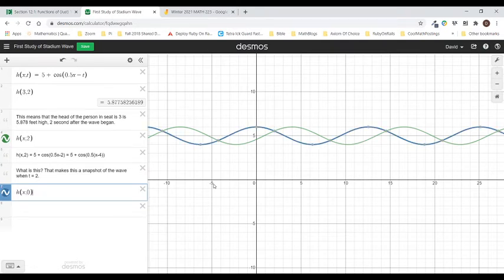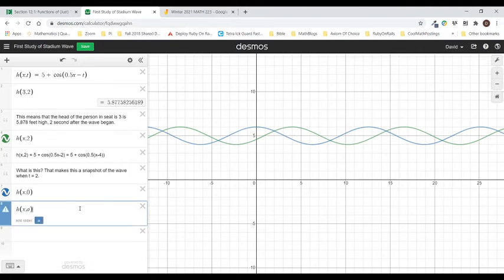And you can see the blue one is the snapshot when t equals 2. The green graph is the snapshot when t equals, let's see, blue is at 0. Green is at 2. So it looks to me like the peak actually moved from here to here in 2 seconds. Now we can actually get Desmos to show that.